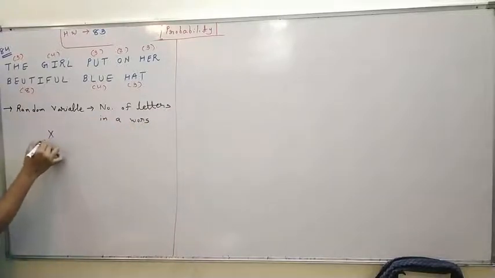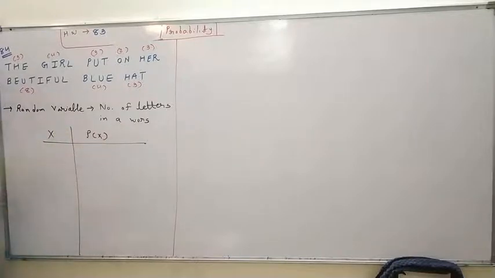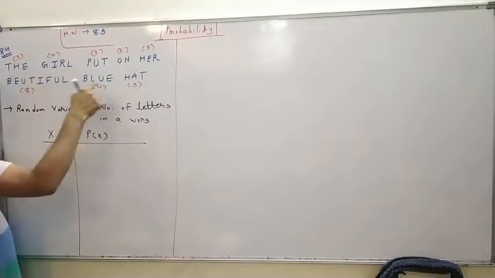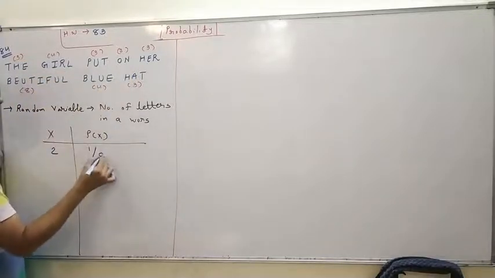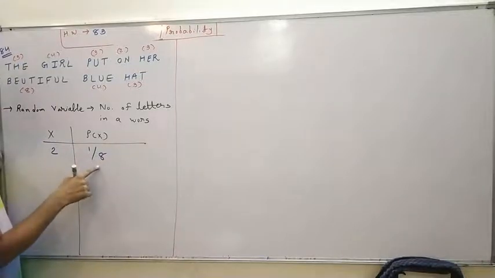Okay, so x and p of x. Minimum letters are 2. There is only one word with 2 letters, and total words are 1 2 3 4 5 6 7 8. So probability is 1 by 8. The probability of selecting a 2-letter word is 1 by 8.